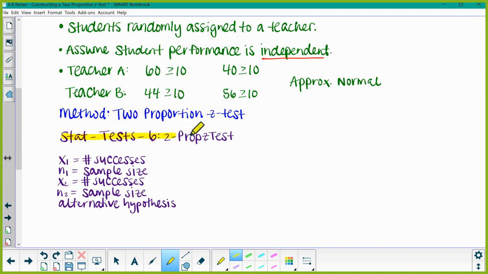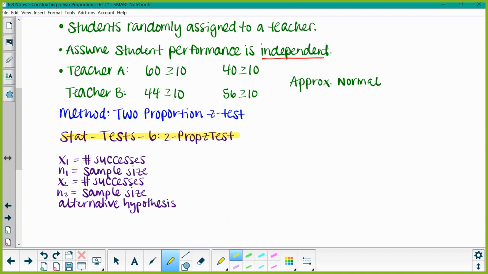Stat tests, number 6. That's the one we're going to do. But the input is the same that we used for one proportion z-tests. Number of successes for group 1, sample size for group 1, number of successes for group 2, sample size for group 2, and then it's going to ask you what your alternative hypothesis is.